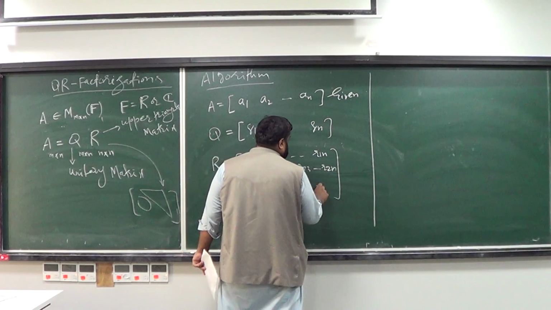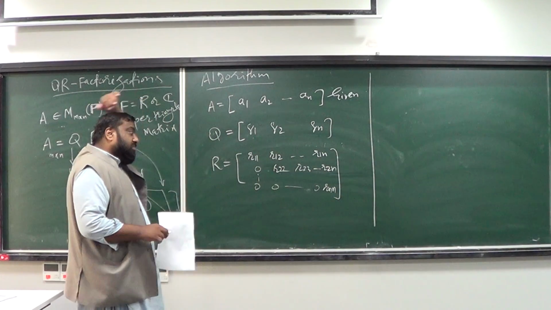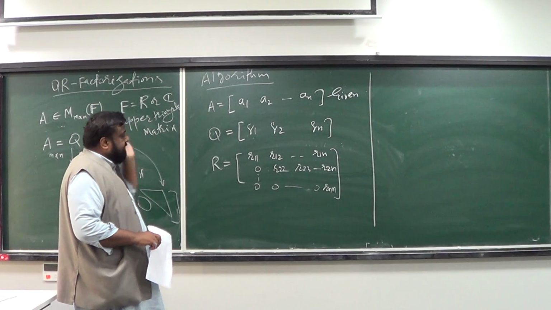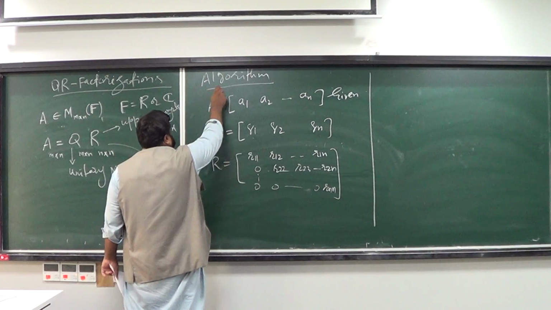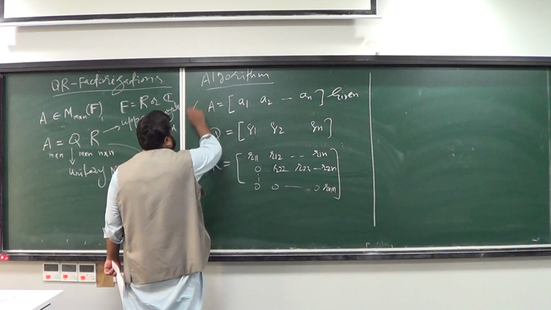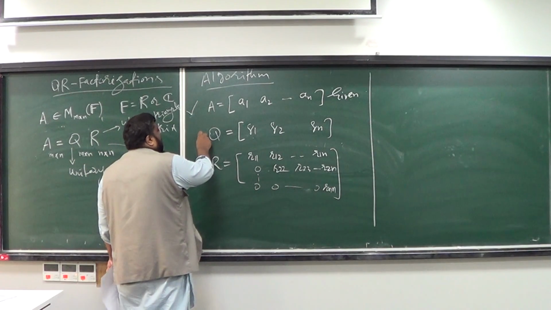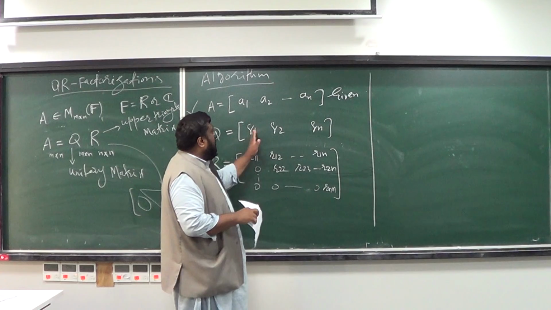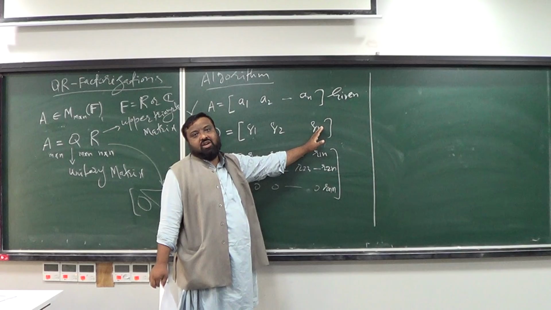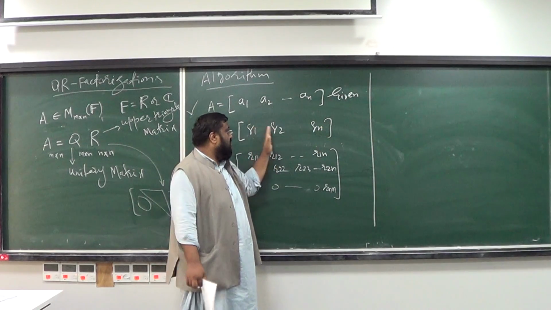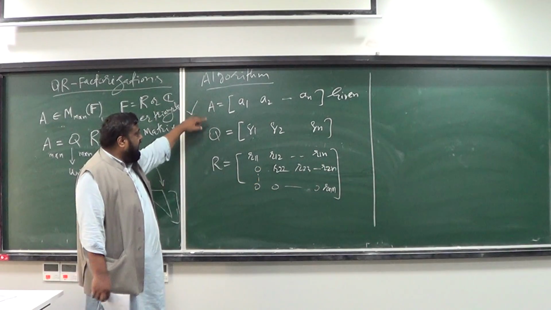So all entries are 0 except the last, R n actually. So this really is the upper triangular matrix that we are interested in. This algorithm tells you that if you give me a matrix A, then I will give you a matrix Q in which all columns form an orthonormal set. Okay, so they are orthonormal vectors, and an upper triangular matrix R actually. So using A we can find these.